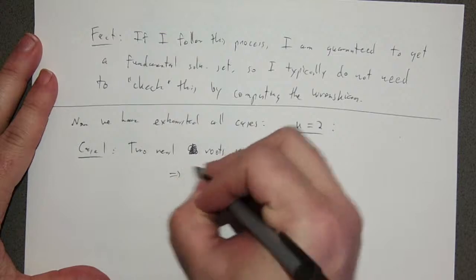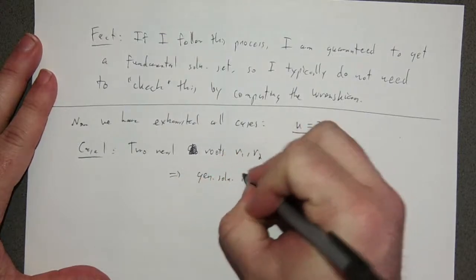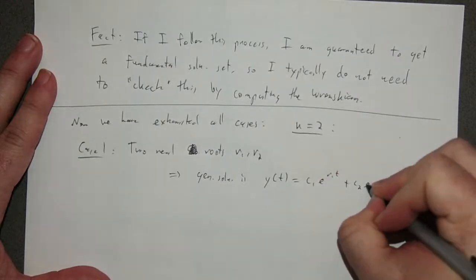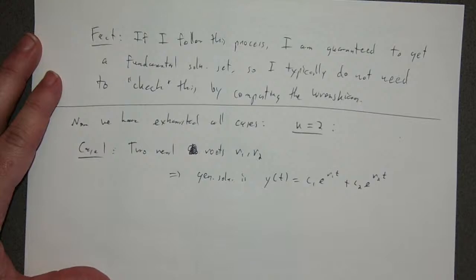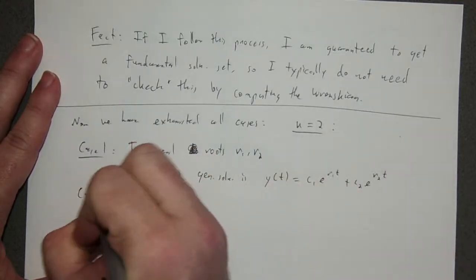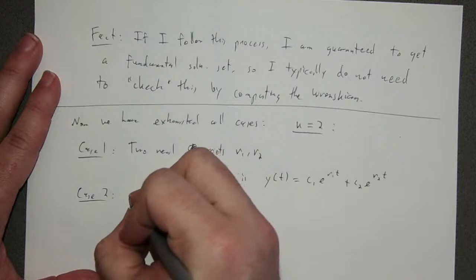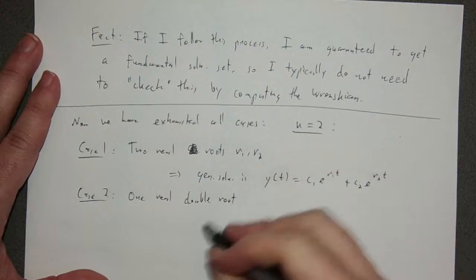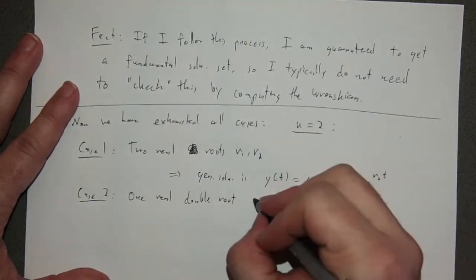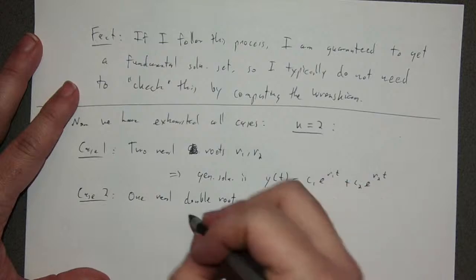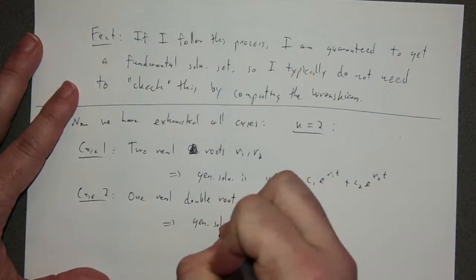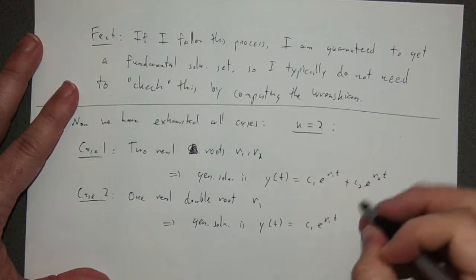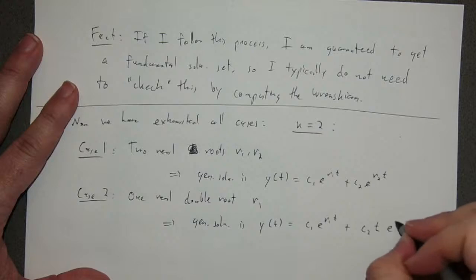This implies the general solution is C1 e to the R1t plus C2 e to the R2t. Okay. Case 2, one real double root, and we'll call that R1, since it's the only one. This implies the general solution is y of t, which is C1 e to the R1t plus C2 t e to the R1t.